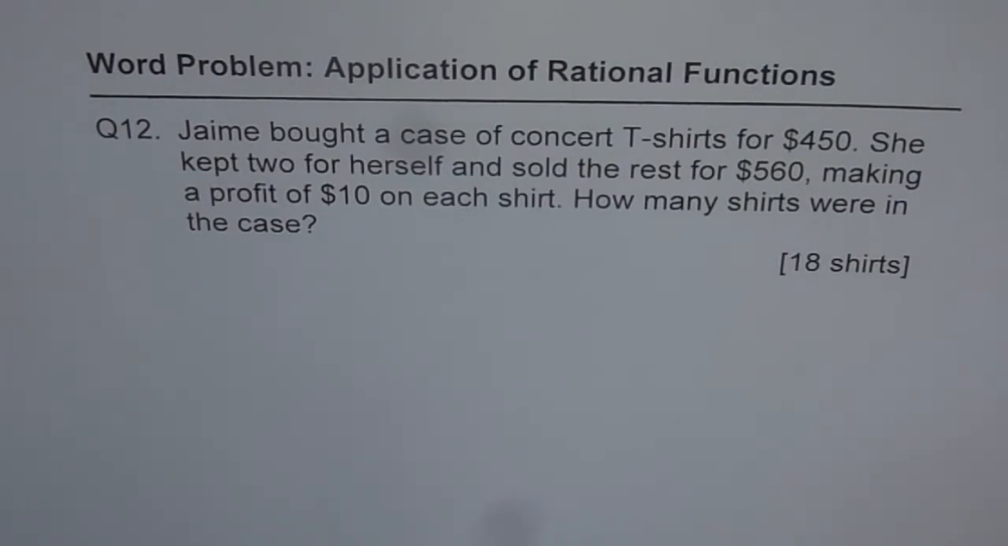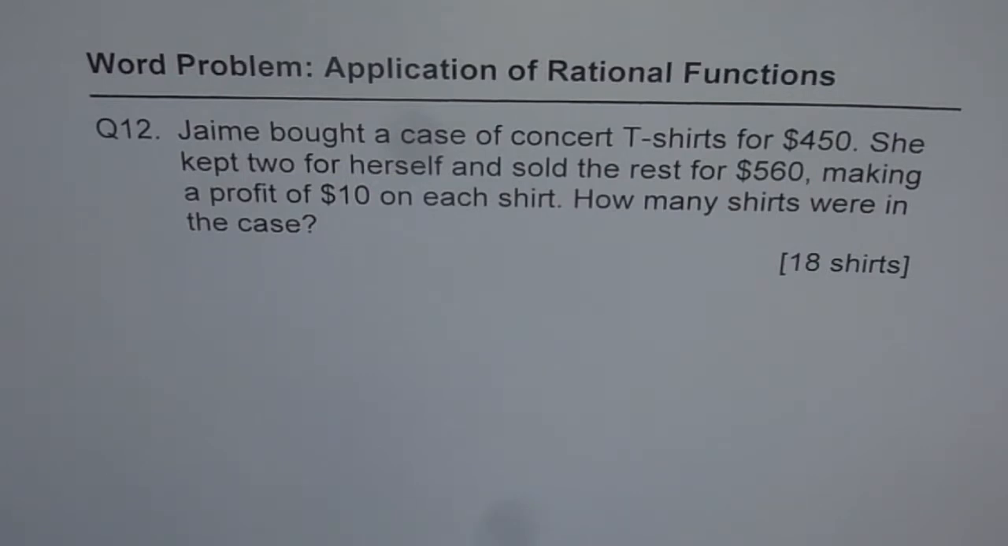Question number 12 is, Jamie bought a case of concert t-shirts for $450. She kept 2 for herself and sold the rest for $560, making a profit of $10 on each shirt. How many shirts were in the case?